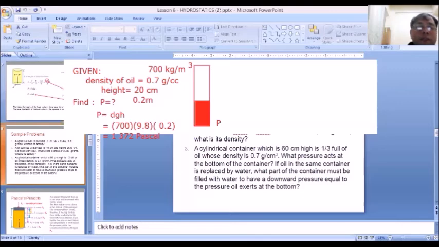1372. So Pascal is a unit of pressure, and this is the product of 700 times 9.8 times 0.2. Sometimes they just simply write that with PA. So the pressure at the bottom here is equal to 1372 PA. So that's a unit of pressure. Usually P is written with a capital letter.